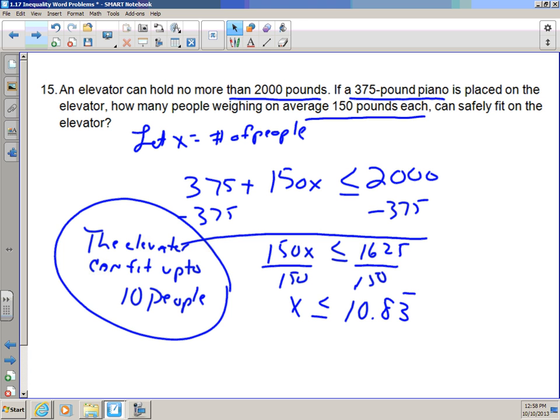So the point of today's lesson was to learn how to set up inequalities based upon a word problem, making sure that we've set the inequality symbol in the proper form. Okay? You can always go back and check your answer to see if it makes sense relative to the facts.